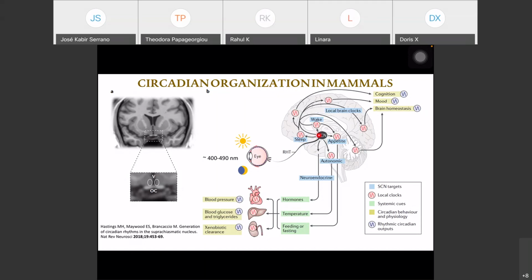And the suprachiasmatic nucleus clock projects to various brain centers, many of which contain local circadian clocks that direct behavior. For example, feeding and fasting, and sleep and wakefulness, as well as autonomic and neuroendocrine circadian rhythms. And these systemic cues synchronize the local molecular clocks of peripheral tissues, kidney, heart, liver, etc.